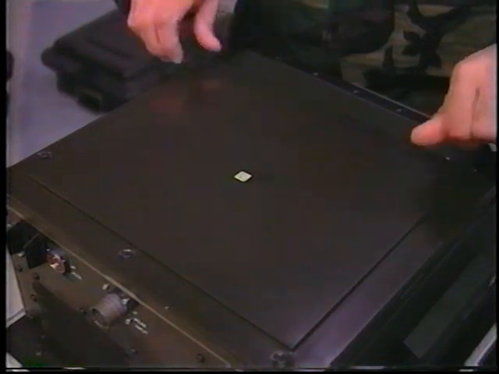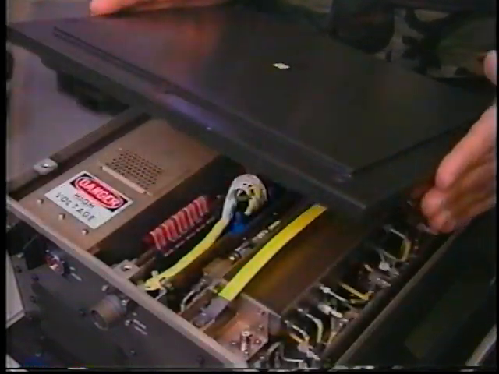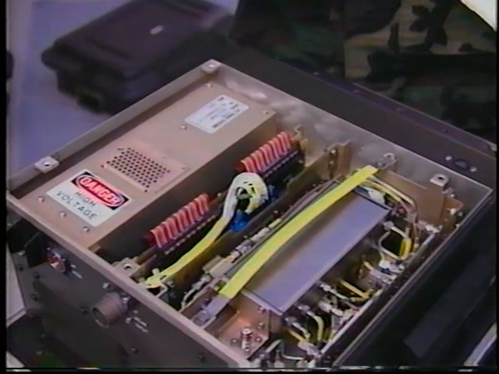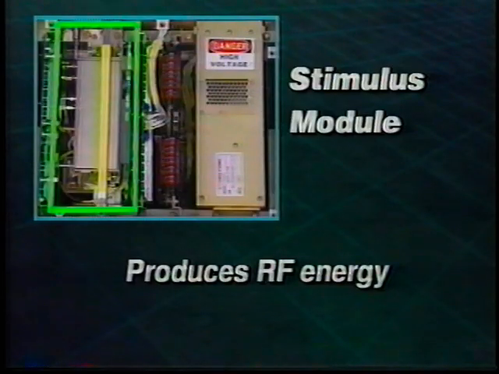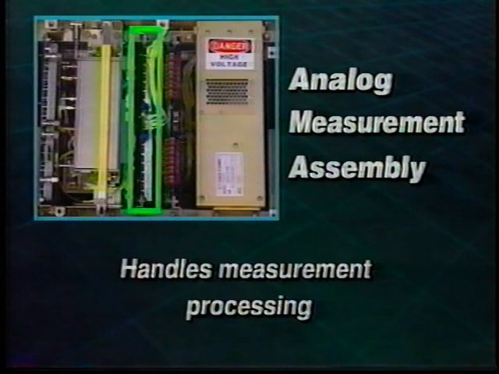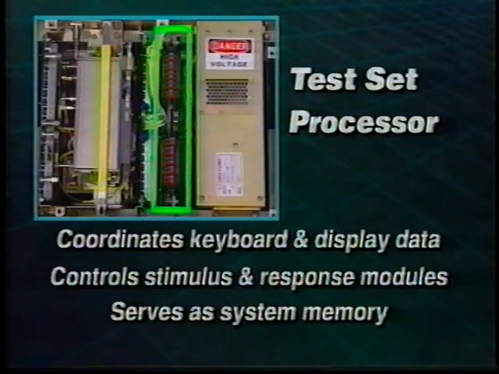The riflet's top cover can easily be taken off by removing 5 screws. Inside are the 4 internal modules. The stimulus reference signal generator assembly, called the stimulus module, produces the RF energy for the tests. The response function is managed by the analog measurement assembly, which receives the signal converted by the probe and handles the measurement processing. Controlling the riflet system is the test set processor.